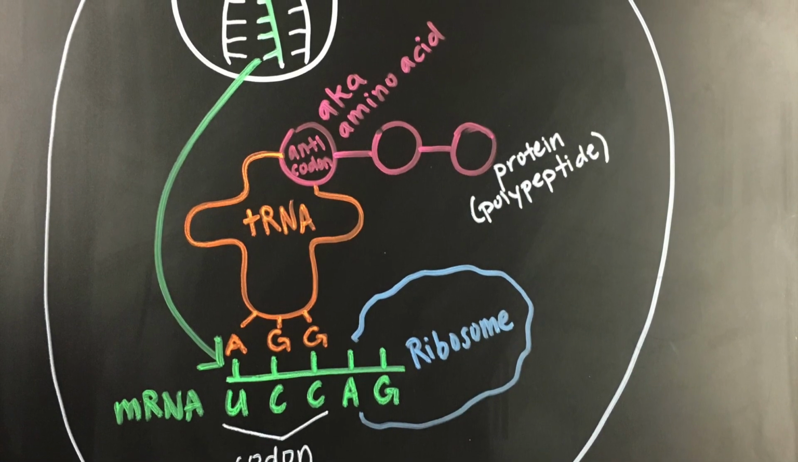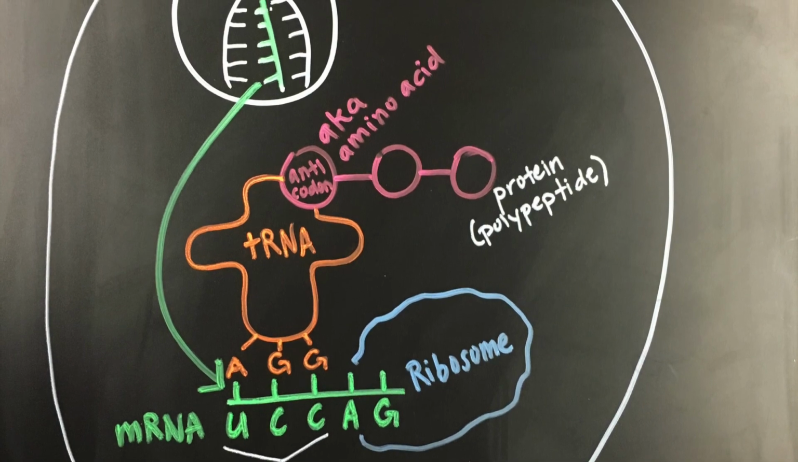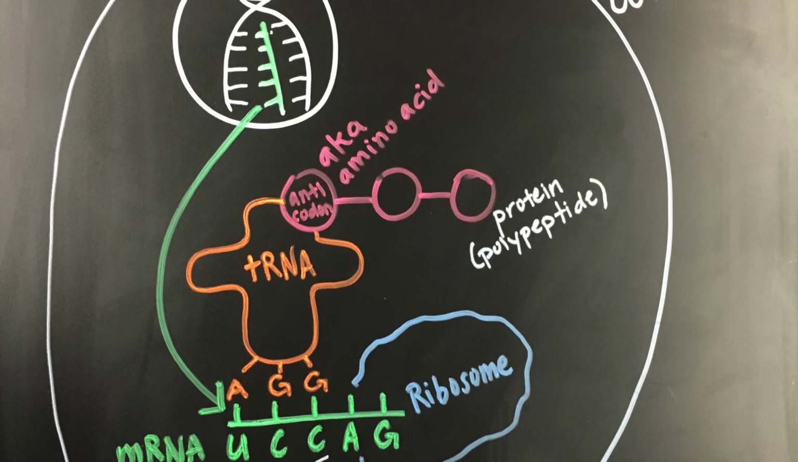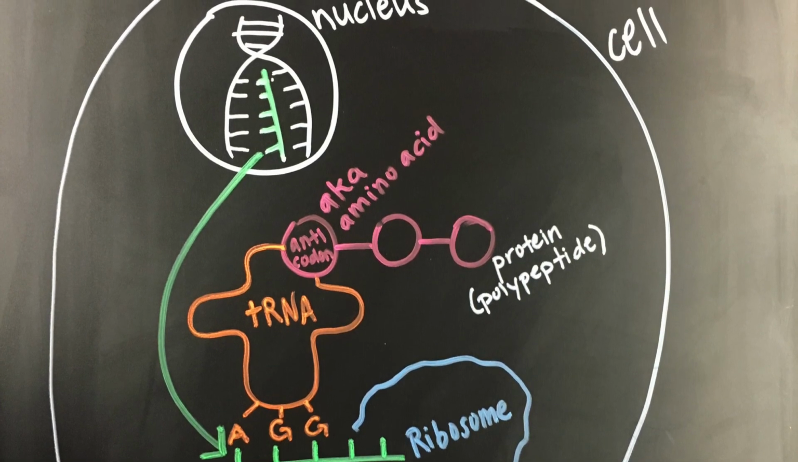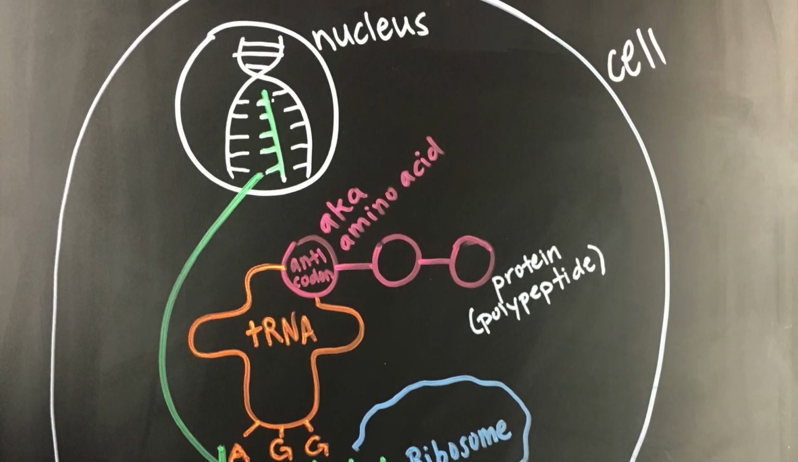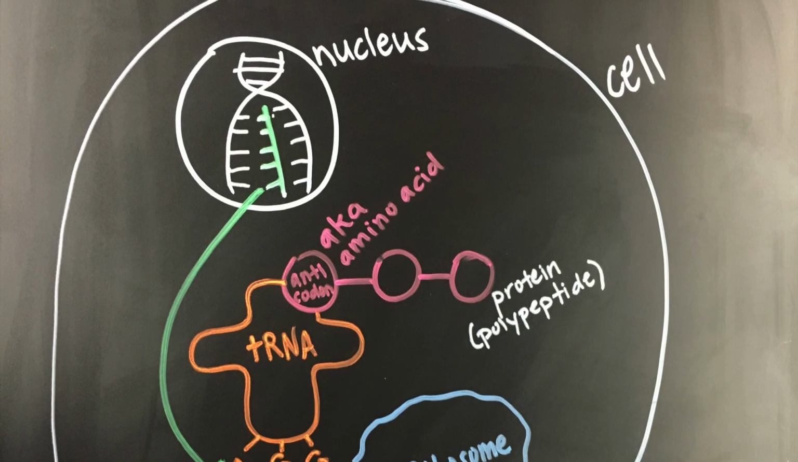tRNA is brought with an amino acid for each codon on the mRNA chain. The anticodon end of the tRNA connects to the codon on the mRNA. The tRNA continues to go to other mRNAs and the polypeptide chain grows until a stop codon releases it.